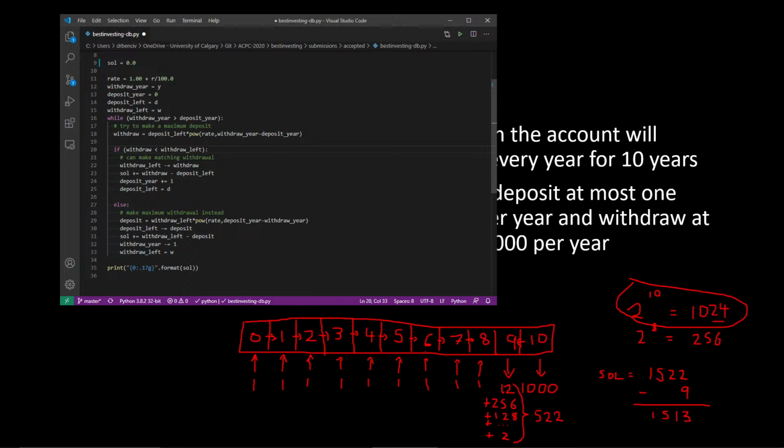And this is going to come out to be true this time because this is going to be 12 and this is going to be 1,000. So we can withdraw the $12. So in this case, this code is pretty similar to this.